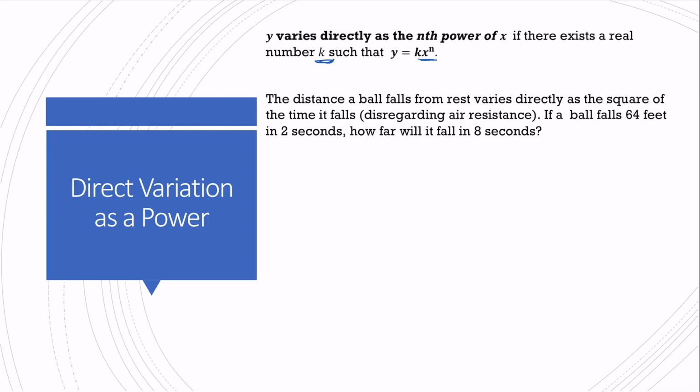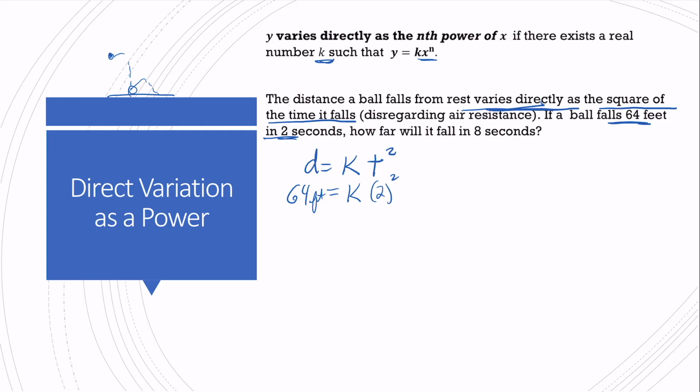So the distance a ball falls, so if I have a ball, it's falling, boom, it can bounce. But the distance a ball falls from rest varies directly. That tells me that it's straight across. We're just multiplying them together, as the square of the time it falls. So my distance varies directly as the square of the time it falls. My time is squared. If a ball falls 64 feet in 2 seconds, so my distance is 64 feet, equals k times 2 seconds. I want to know how far will it fall in 8 seconds.